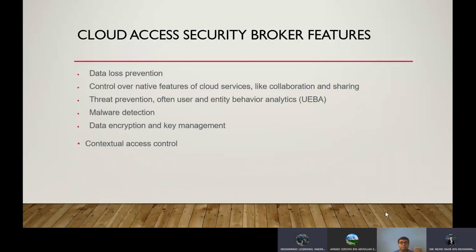Many cloud access security broker features are unique compared with those offered by other security controls such as enterprise web application firewalls and secure web gateways, and may include the following: data loss prevention, control over native features of cloud services like collaboration and sharing, threat prevention, often user and entity behavior analytics (UEBA), malware detection, data encryption and key management, and contextual access control. Next.